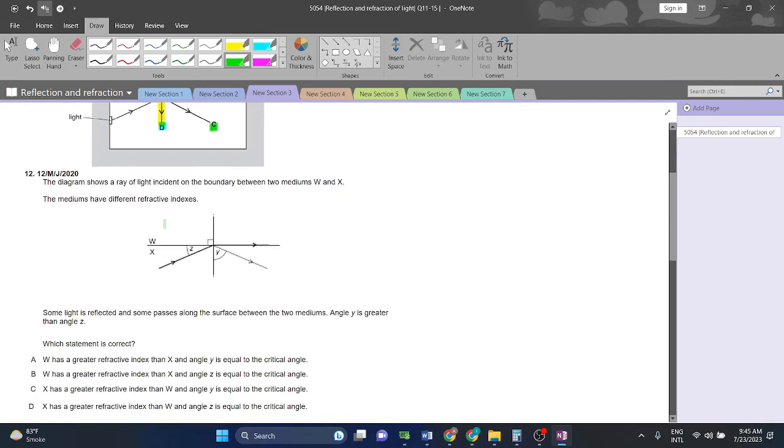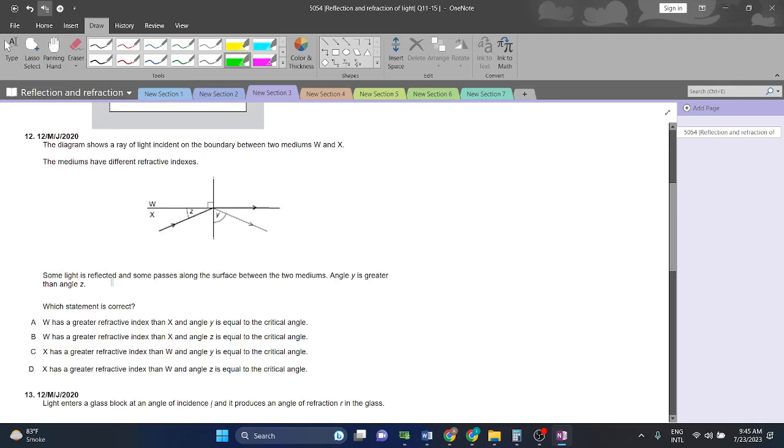Question 12. The diagram shows a ray of light incident on the boundary between two mediums W and X. The two mediums have different refractive indexes. ठीक है ना? X का different refractive index होगा, Y और W का different refractive index होगा. Some light is reflected and some passes along the surface between the two mediums. The angle Y is greater than the angle Z.